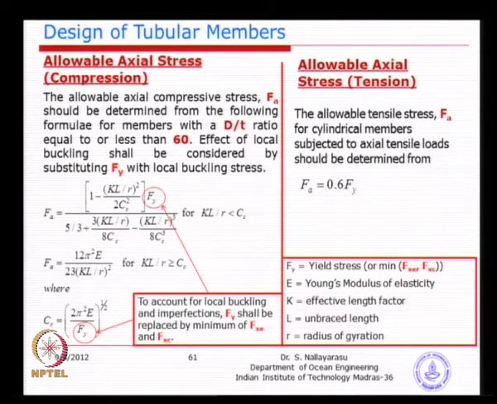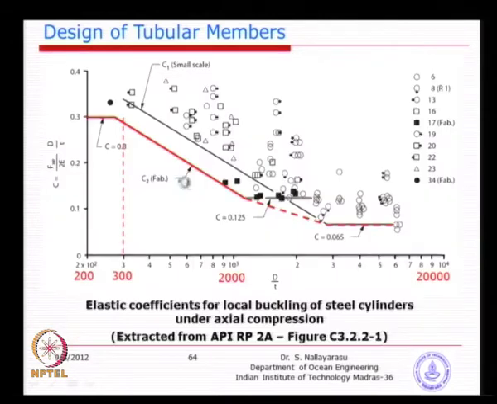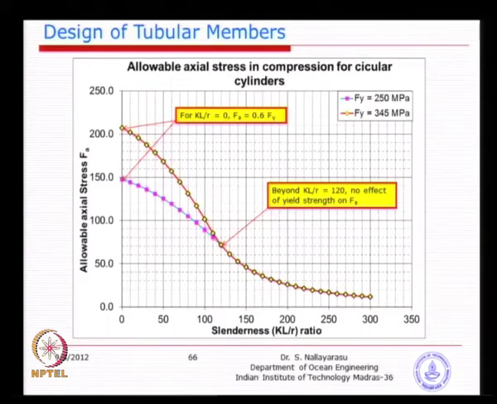So, if I plot this graph basically somewhere here, yes, allowable axial stress in compression for circular cylinders. Basically you see here there are two charts I have made using the same graph, the equations you have seen, for a different yield strength of material. After KL by R ratio of 120, the yield stress has no effect on the allowable stress, because both are the same.